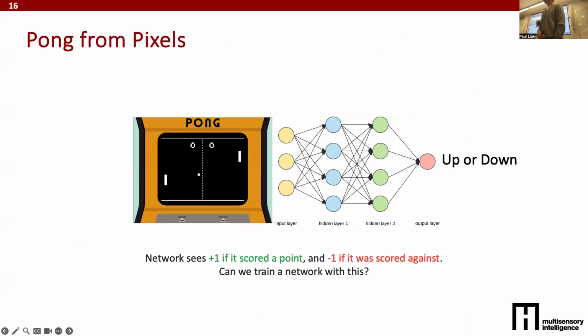So now the goal is to just train a model that takes in this state, which is the screenshot of the game, and outputs just two things: whether you should move up or down. Right? So it's a binary classification problem. And your goal is essentially to train this model. So how do we train this model?